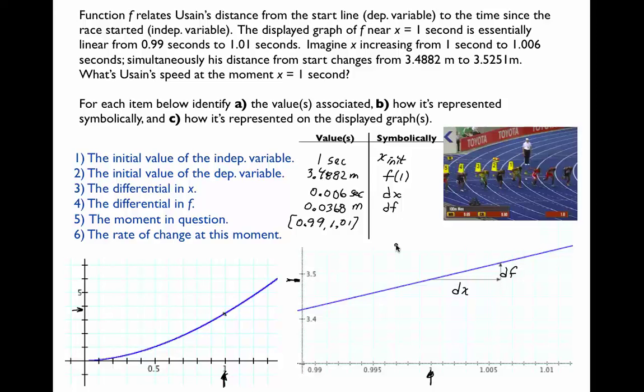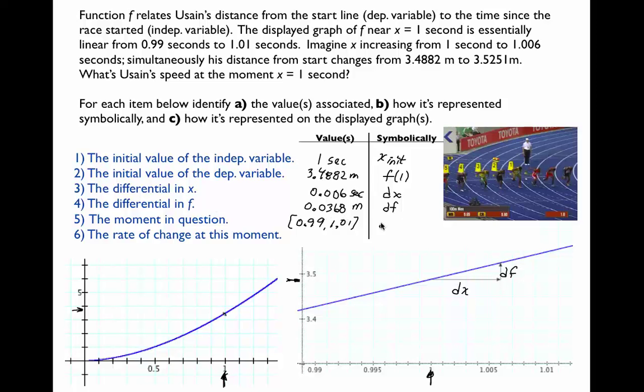And remember what we said. How does dx compare to a moment? Dx changes within a moment. And that's exactly what we're seeing here. The moment is kind of everything I'm showing on the x-axis in this right graph, all the way from 0.99 to 1.01. And then within that moment, we're letting dx increase here to have a value of 0.006. So dx changes within a moment.